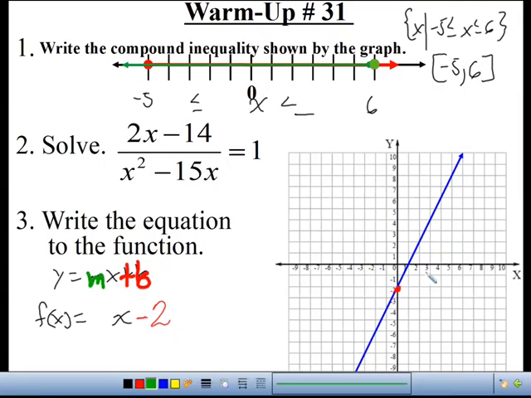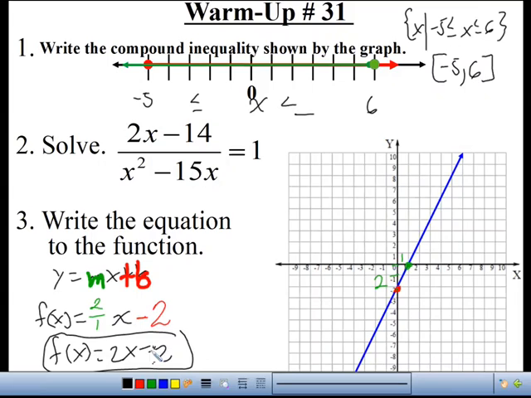And to get my slope, I need 2 points. I'm going to use this first one that I already plotted, and this one right here. How many steps does it take from here to here? It goes 2 steps up, and 1 to the right. So my slope is 2 over 1, which is rise over run, or f of x equals 2x minus 2. All right. We good, yeah? Yes, Mr. Q.